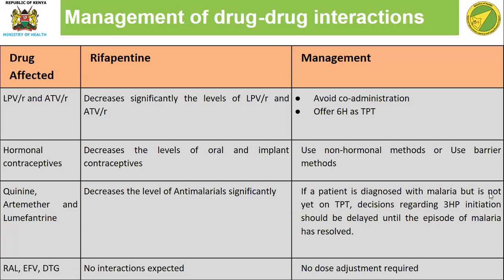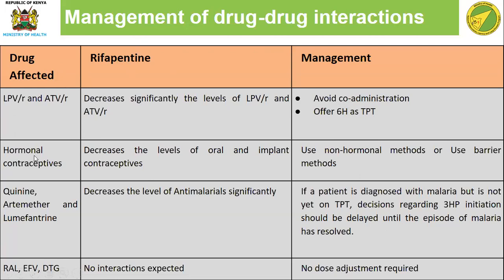Because rifampicin is a new drug, we felt it's important to talk about drug-drug interactions for rifampicin and a number of different drugs. Like the PIs: rifampicin decreases the levels of PIs. So we're advising not to offer it to somebody who is on the PIs; let them use 6H.